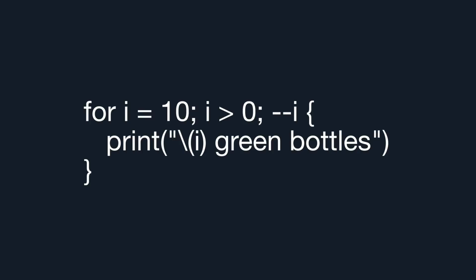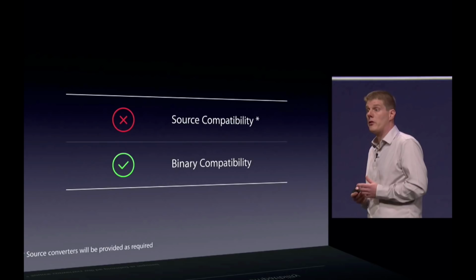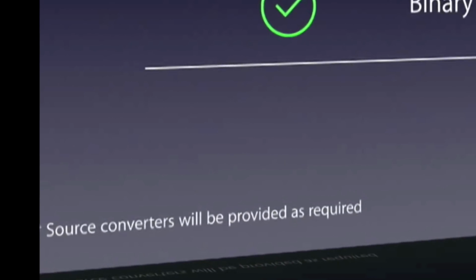C-style for loops with a prefix decrement operator. In fact, if you look at Swift 1.0 code, and I still actually have some, it looks like nothing we would write today. Of course, Apple knew it was going to change and evolve. This was taken from the platform State of the Union in 2014. Look at the small text in the corner down there. Source converters will be provided as required. Even back then, way before evolution, Apple were acting on feedback.